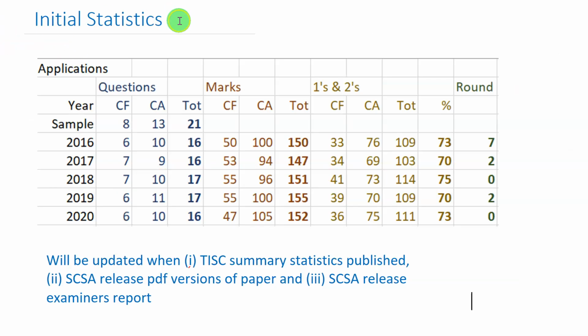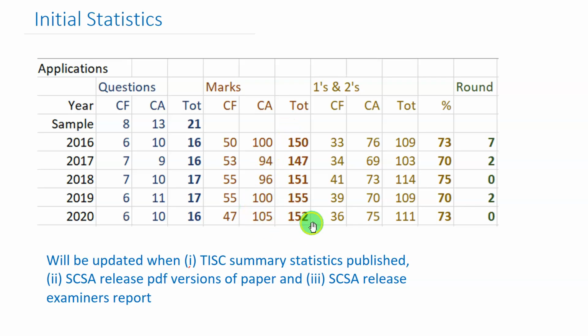So here we go. Some initial statistics. We'll update these once the TIS summary stats are in. But anyway, for this one, what have we got? This year there were 6 questions, which you can see we've had up to 8 in the calc free section, 10 in the calc assumed, and again, that's fairly normal. So giving us a total of 16, which is where it's been hovering around now for 5 years. The marks, 47 is the lowest we've ever had in the calculator free part of the exam, and 105, which is the most we've ever had in the calc assumed.